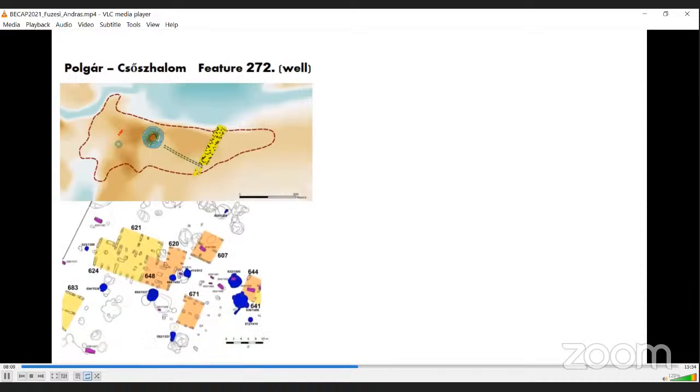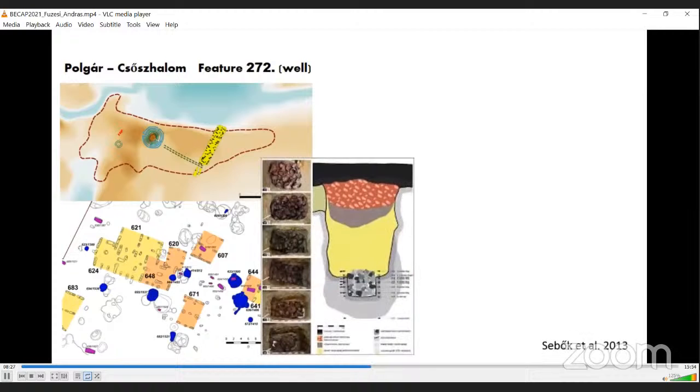Settlement units consisting of buildings, outbuildings, wells, and pits with various functions, as well as graves, form the basis of the settlement structure. Wells, found in almost the same number as the buildings, support the importance of water management. One such feature stood out, in which more than 100 vessels were head-placed.